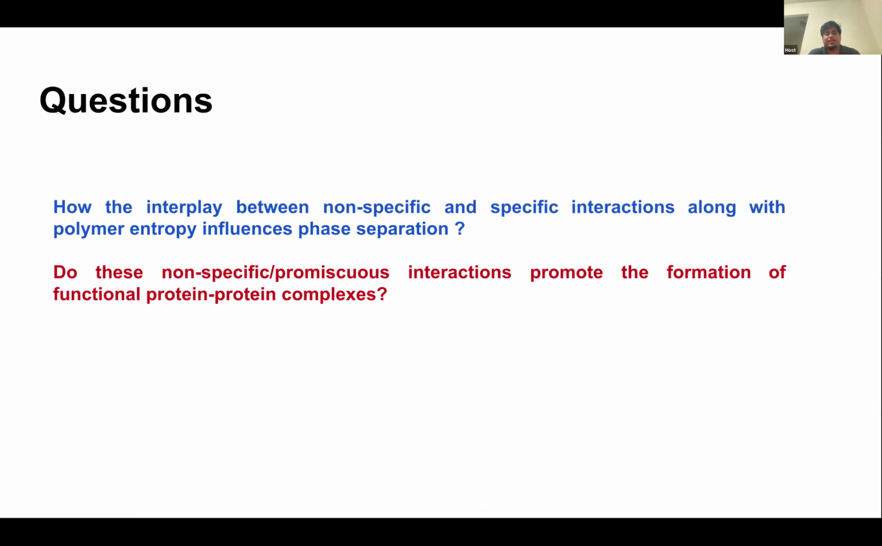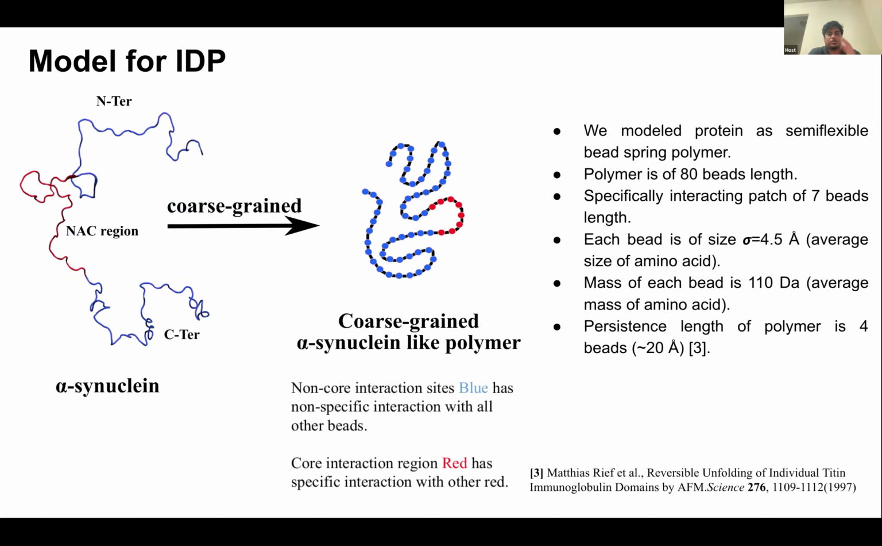So we wanted to see what the interaction of non-specific and specific interaction would be, along with the polymer entropy, for the phase separation, and how this non-specific interaction plays. I'll say what is non-specific interaction. So what we do is we model the IDP, considering alpha-synuclein as a model.